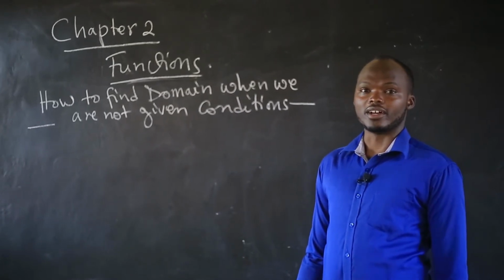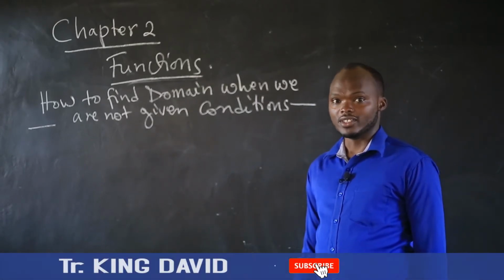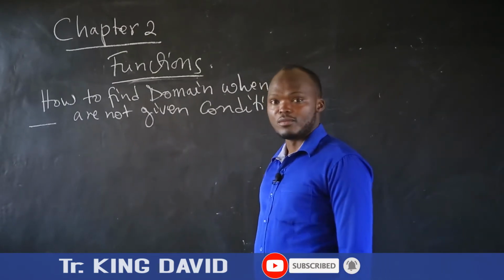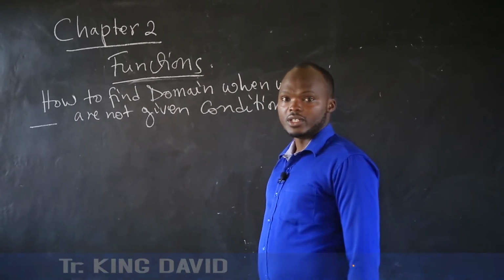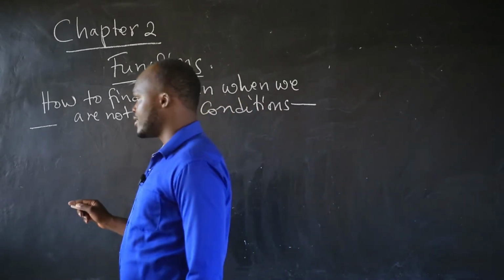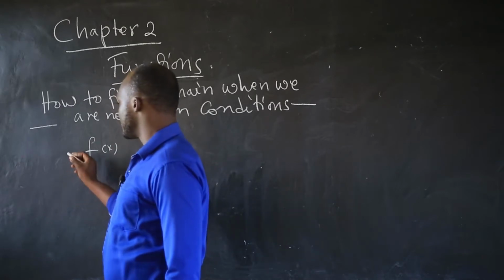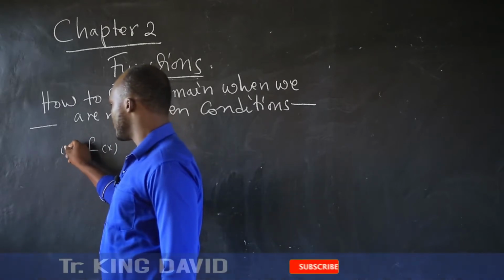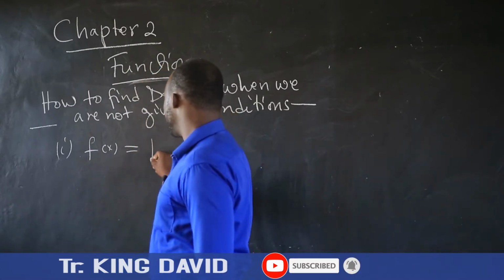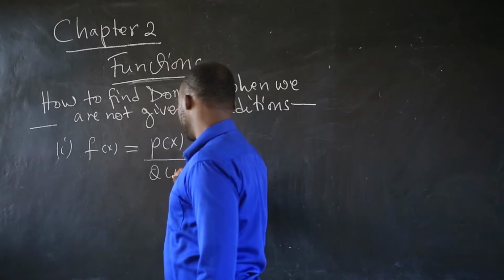So we're going to see how we can find the domain of a function when you are not given conditions. How can we find the domain of any function when you are not given conditions? For example, let us start with rule 1. Let's say that f of x equals p of x divided by q of x.